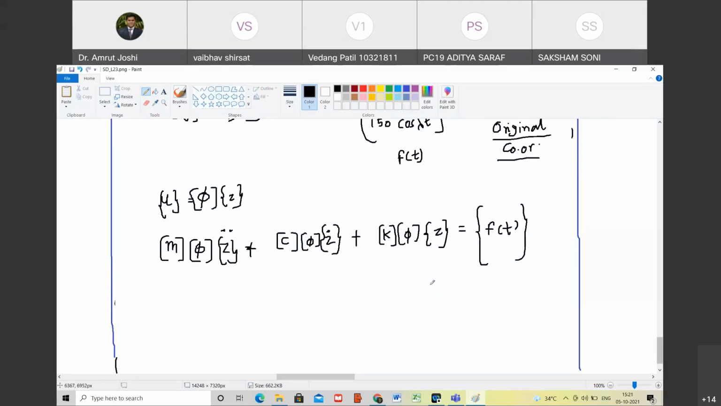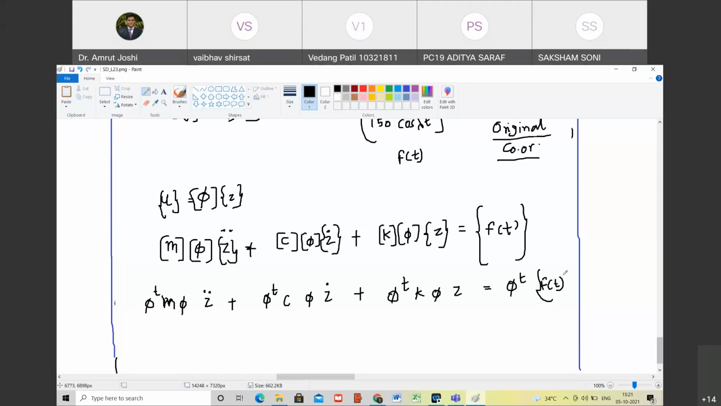Now pre-multiply this by phi transpose. Everywhere, on the left and right hand side, I multiplied by phi transpose. So what do I get? Now to avoid the clumsiness of expression, I will simply write phi transpose small m phi, Z double dot, plus phi transpose C phi Z dot, plus phi transpose K phi Z is equal to phi transpose f of t.